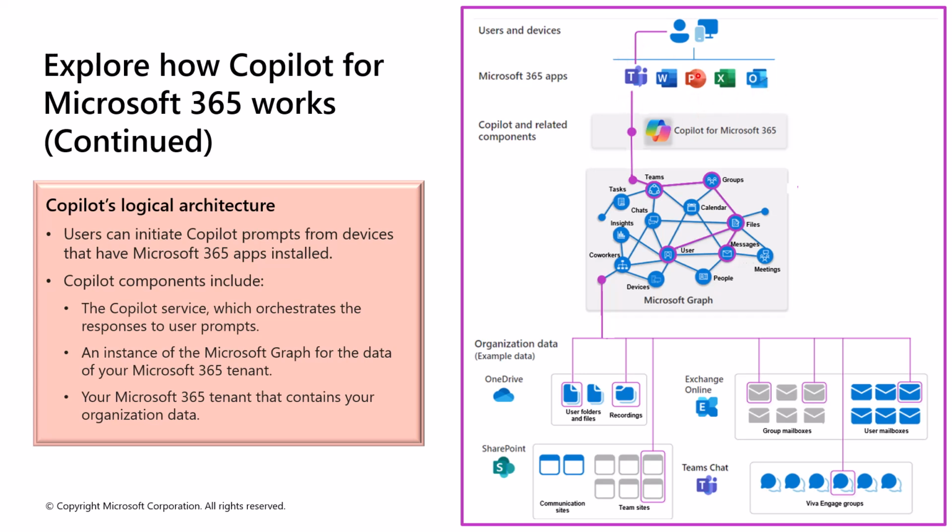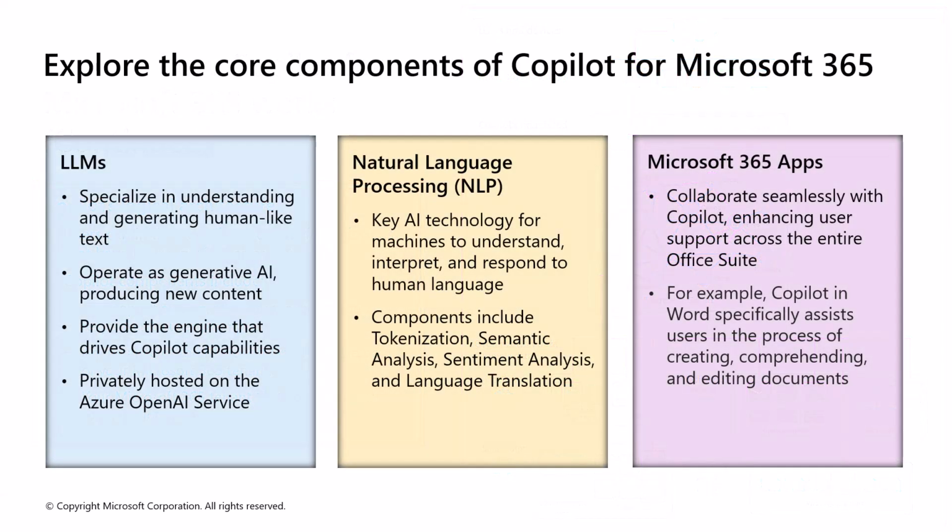And Copilot components include the services that orchestrate the responses to user prompts and an instance of the Microsoft Graph for the data of your Microsoft 365 tenant. So the Microsoft Graph is like the database for all your data in your environment, and the tenant contains your organization data, which are the things we'll talk about here: your OneDrive, your SharePoint, your Teams, your Exchange, and so on.